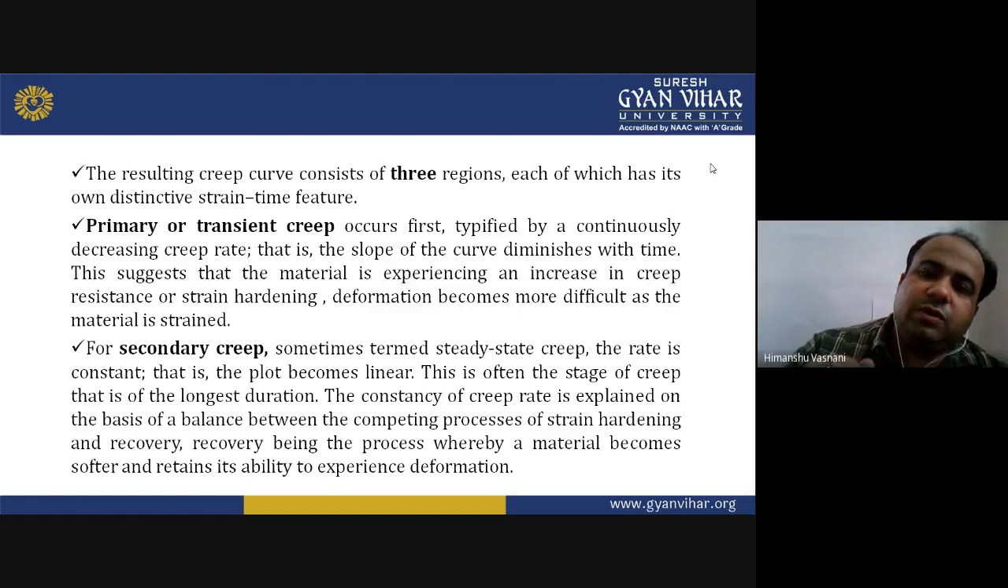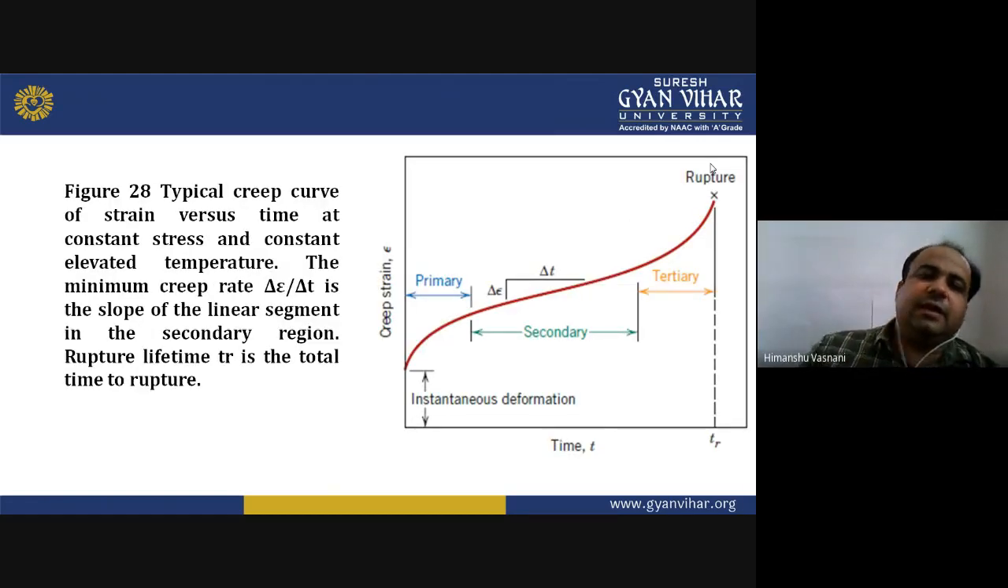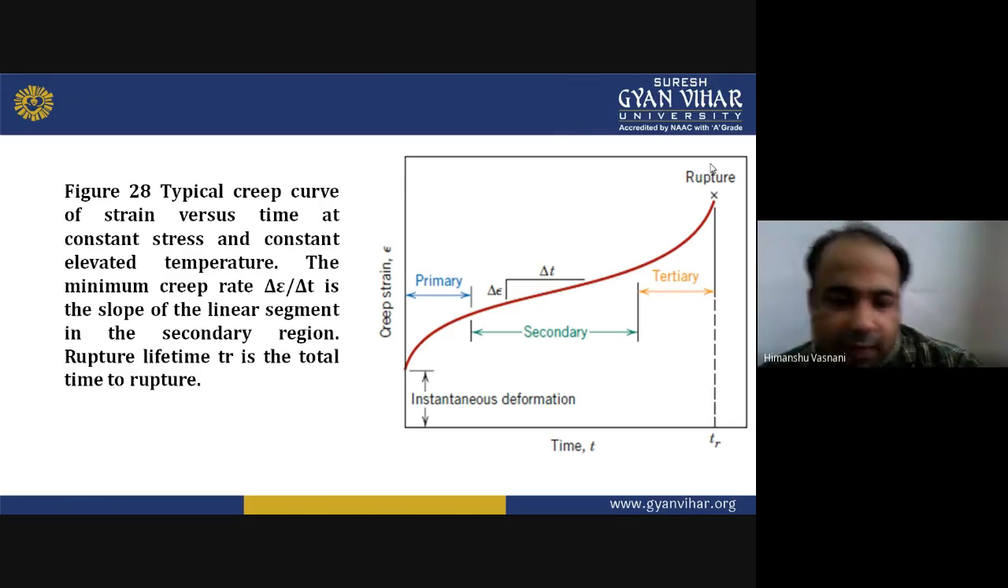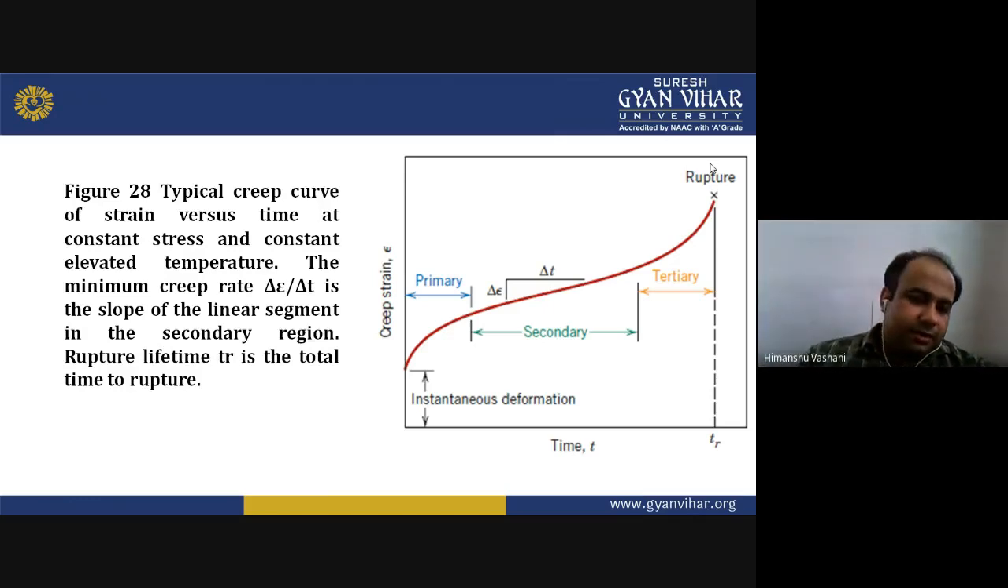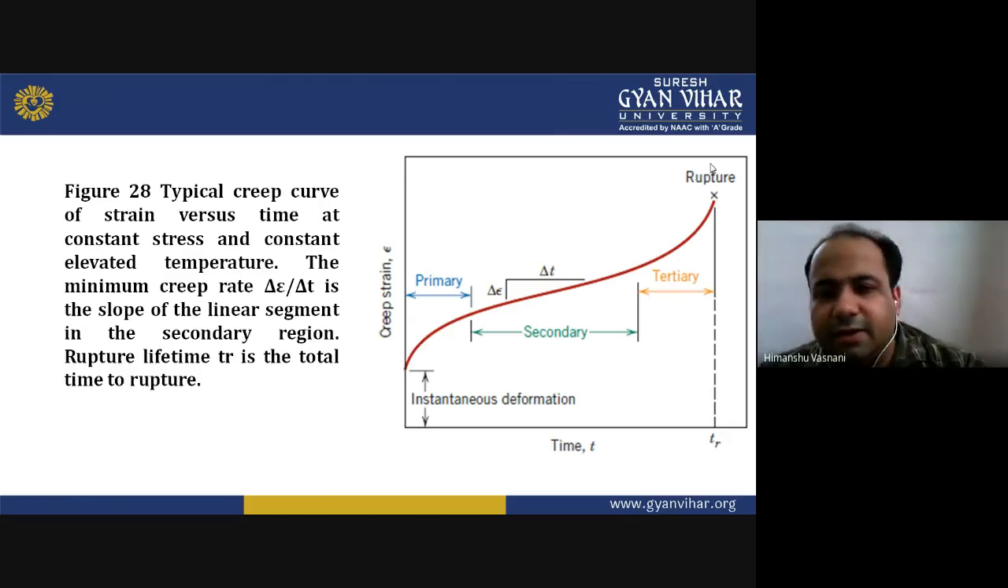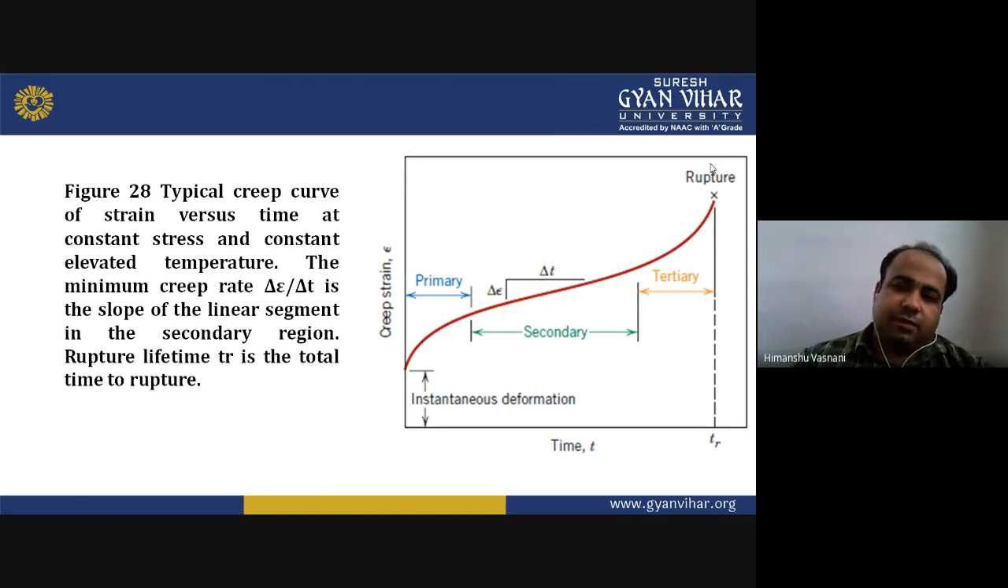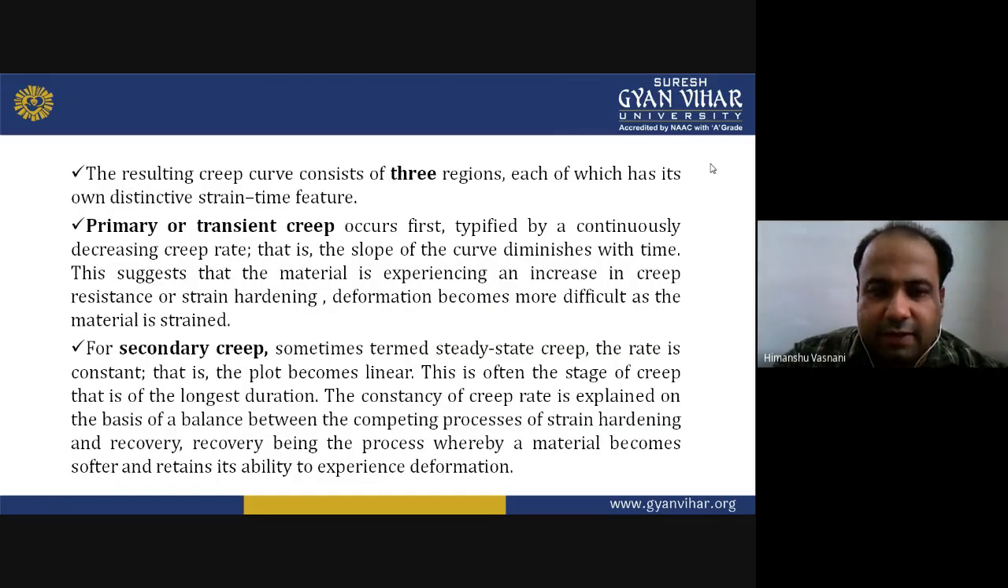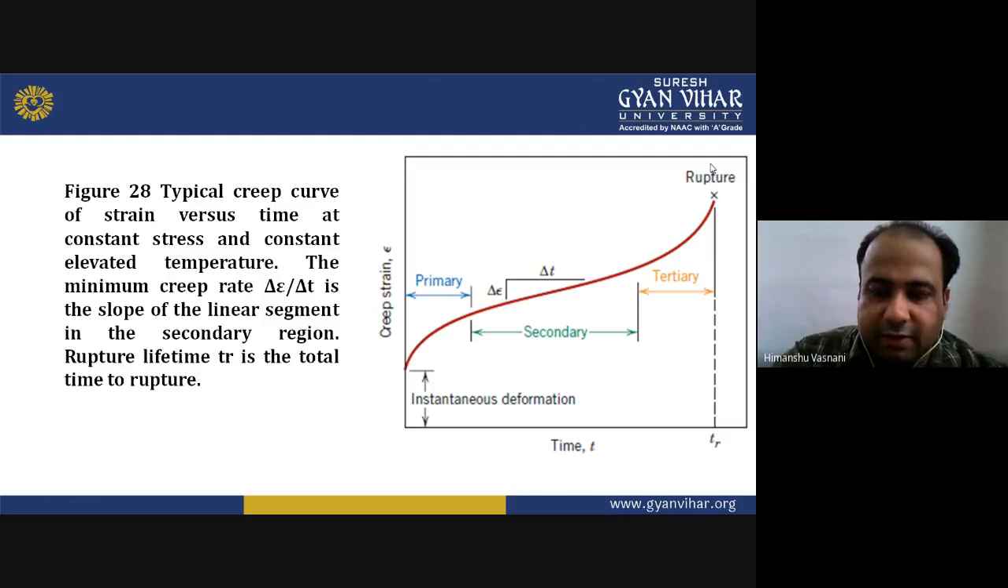I'll show you the diagram. You can see in the diagram the whole creep curve divided into three different stages: primary, secondary, and tertiary. The secondary stage is the longest of these three stages of the creep curve. See, here it is having the longest duration in the middle.